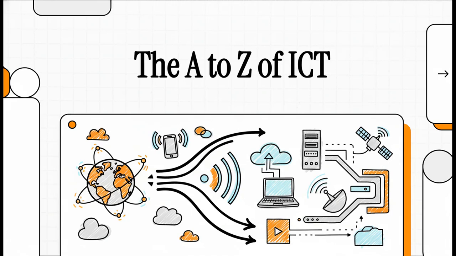All right, today we're going to break down a term you hear all the time, but maybe don't think too much about: ICT. That's Information and Communication Technology. And trust me, it's the invisible engine running basically everything in our modern lives. By the time we're done here, you're going to see how it all fits together. So let's jump right in.